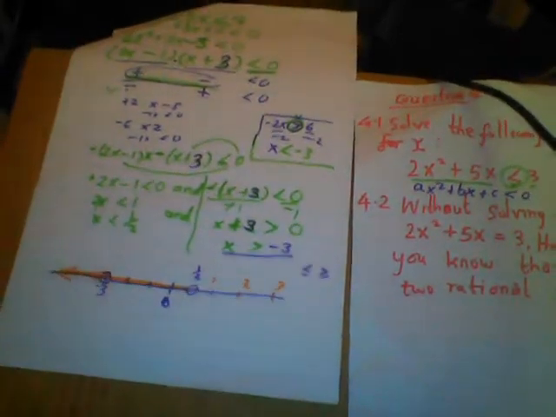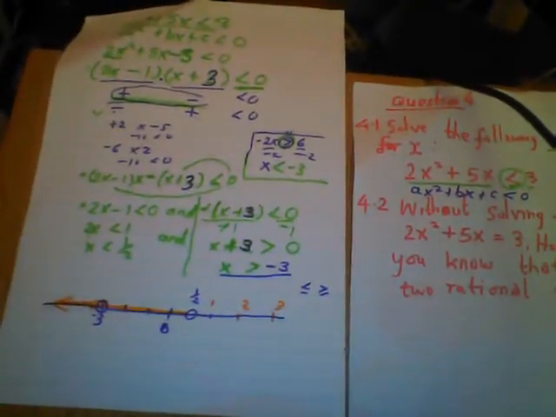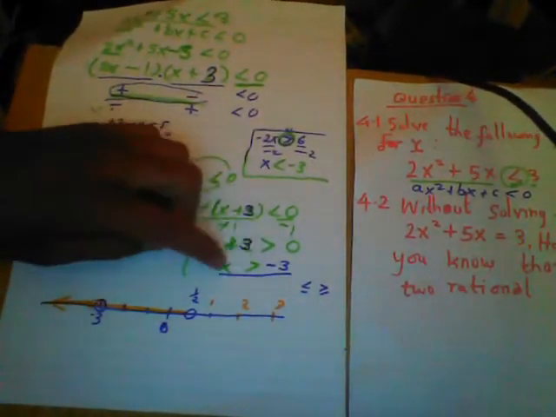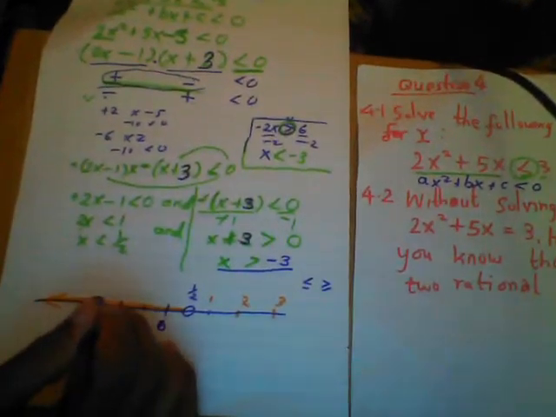So less than a half means this side, all the way, continue all the way. Let's assume this is 1, this is 2, 3, etc. So x less than a half. Now the other one, x is greater than negative 3. What's negative 3? You should find it somewhere here. This is 0, so this is negative 1, negative 2, negative 3.